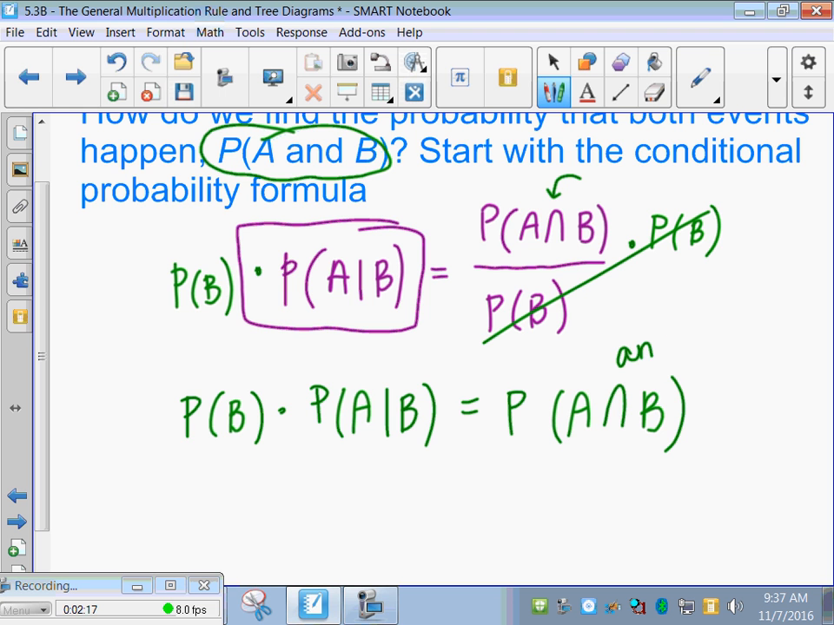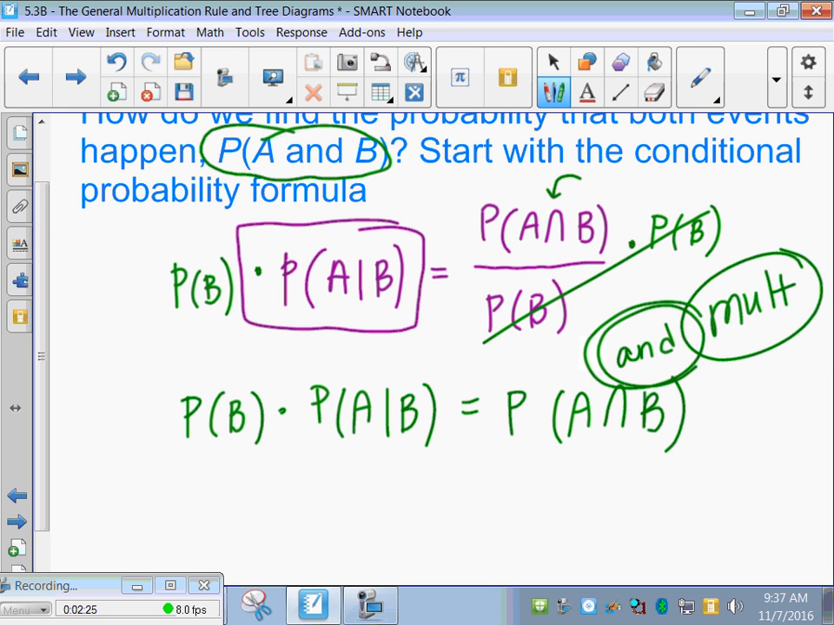So again, from our old school days, "and" means multiply. Did you guys ever learn that? "Or" means add in math, and "and" means multiply. Okay.